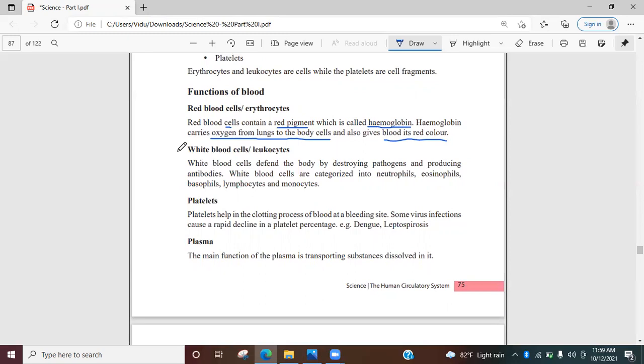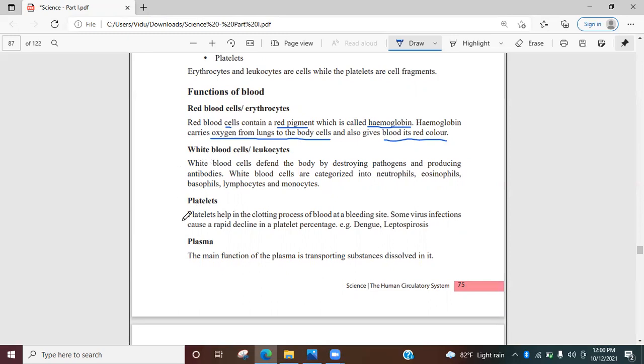White blood cells defend the body by destroying pathogens and producing antibodies. White blood cells are categorized into neutrophils, eosinophils, basophils, lymphocytes, and monocytes. So white blood cells are simply responsible for the immune system.